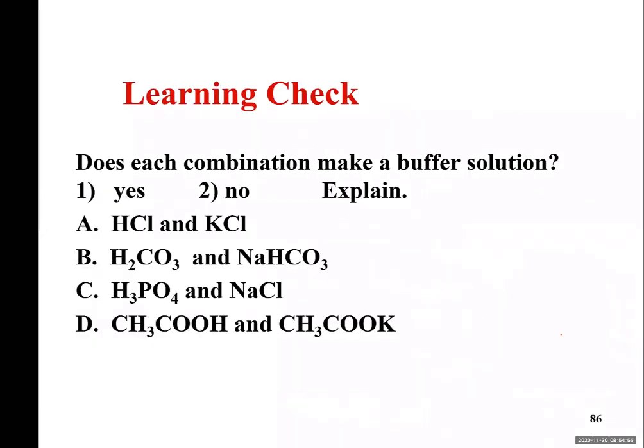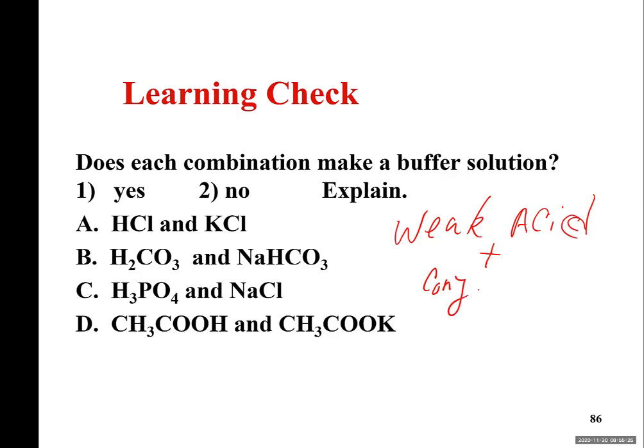Okay, so go guys. What do we need to make a buffer? Remember that. To make a buffer, we need a weak acid plus the conjugate base of the same acid. That means, how do you obtain a conjugate base? Remove a hydrogen from the acid.